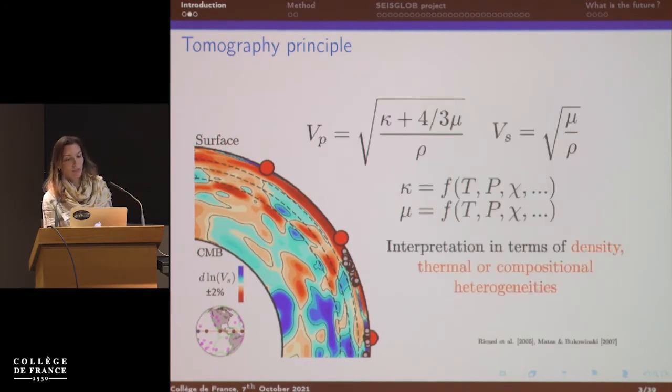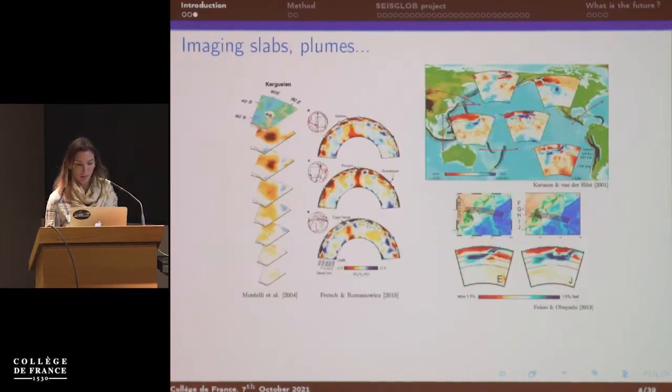I just wanted to emphasize the motivation of doing this. We get, of course, the seismic velocities, shear wave or P wave velocities, but they are actually dependent on temperature, pressure, composition, presence of melt. And that's what we want to better understand: the thermal or compositional state of these heterogeneities that we see with seismic tomography, to better understand the geodynamics.